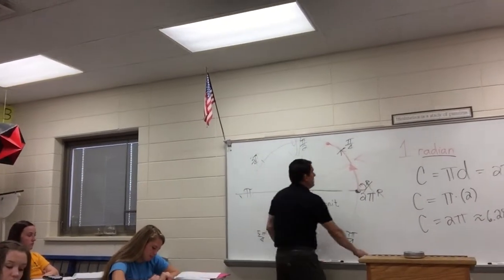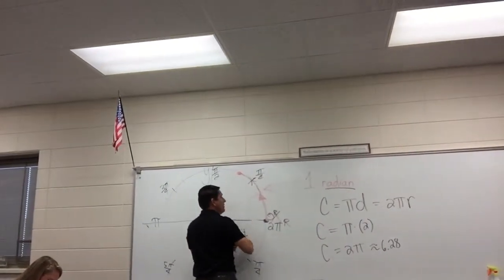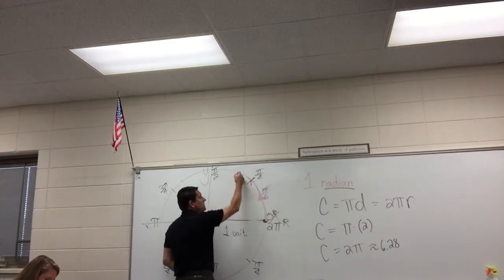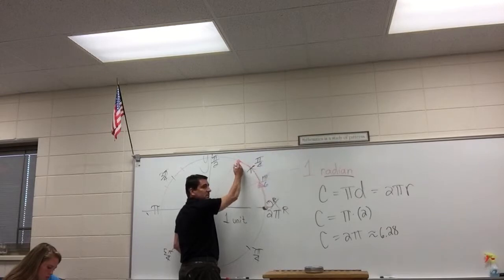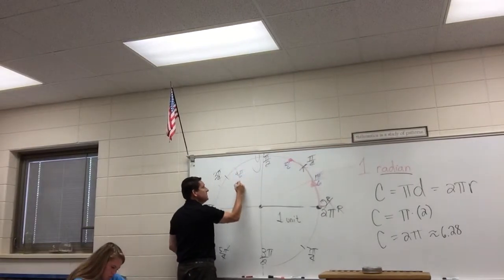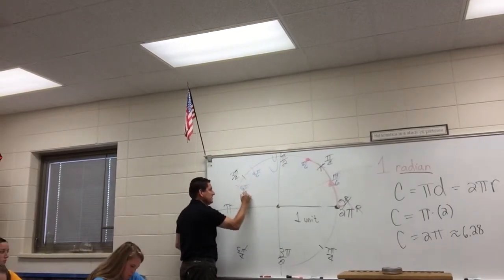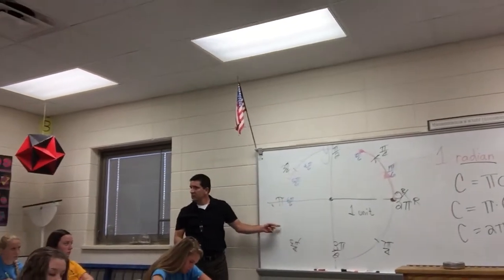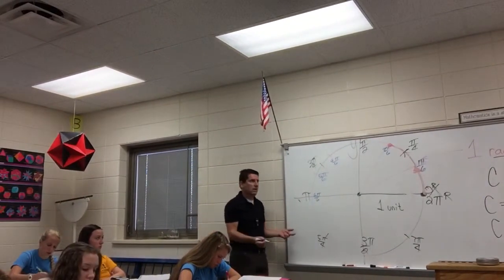So here we go. This is one of those pi over 6s. This is two of those pi over 6s. This is 3 pi over 6. This is 4 pi over 6. 5 pi over 6. 6 pi over 6. See where I'm going? You just count. That's all it is. Okay?